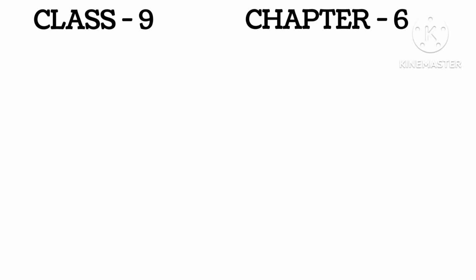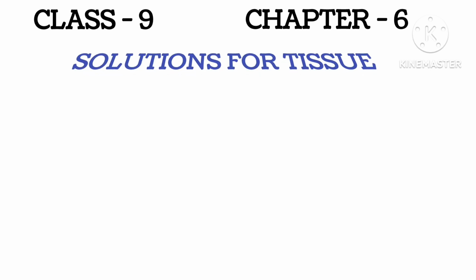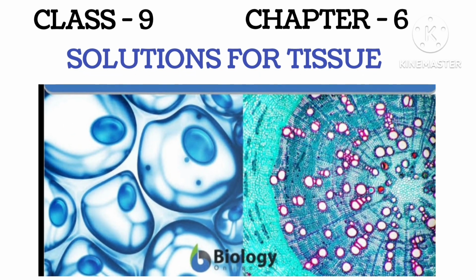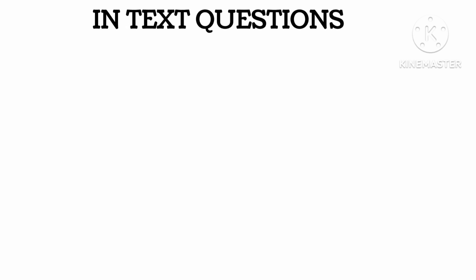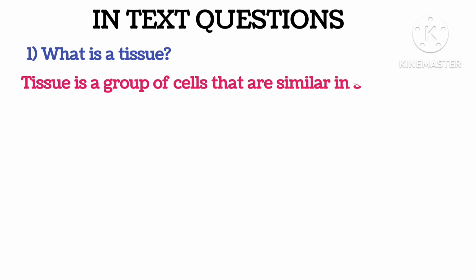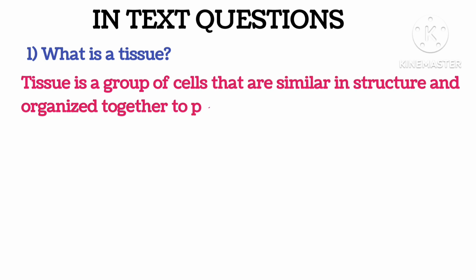Class 9, Chapter 6, Solutions for Tissue. In-text questions. What is a tissue? Tissue is a group of cells that are similar in structure and organized together to perform a specific function.